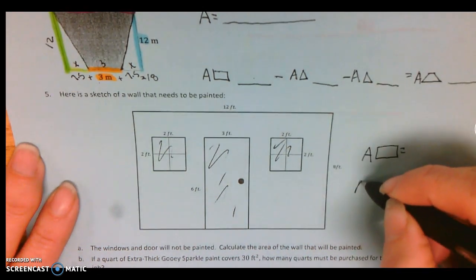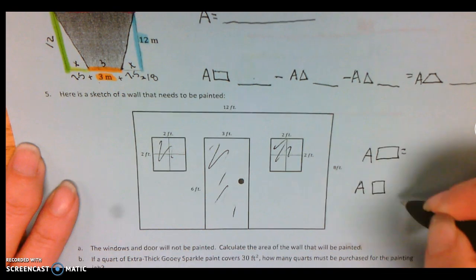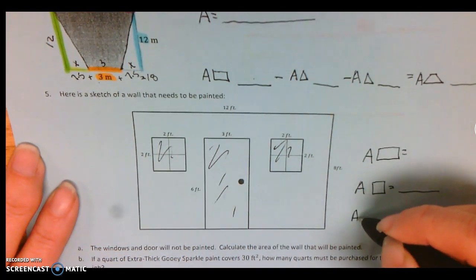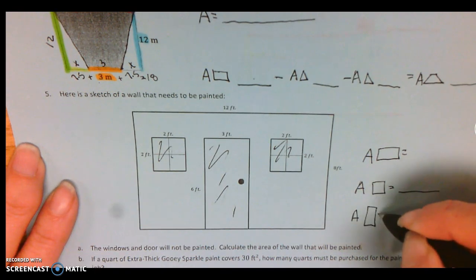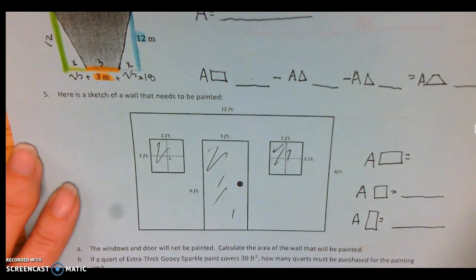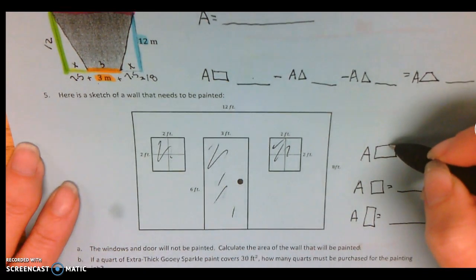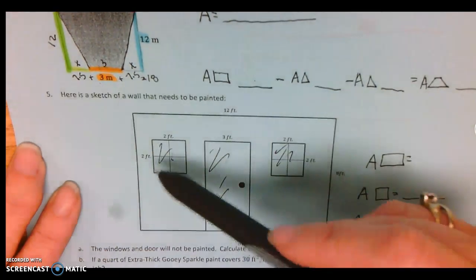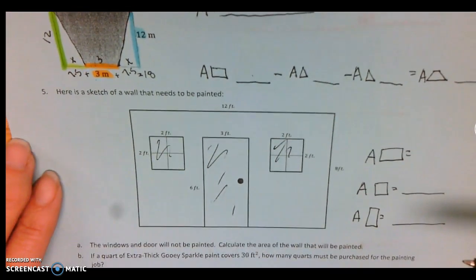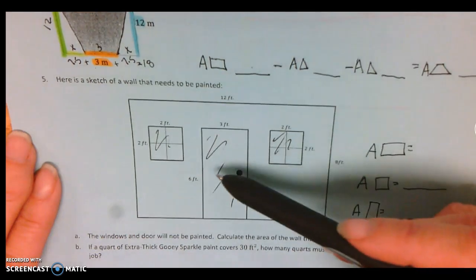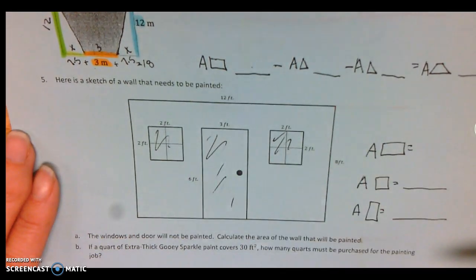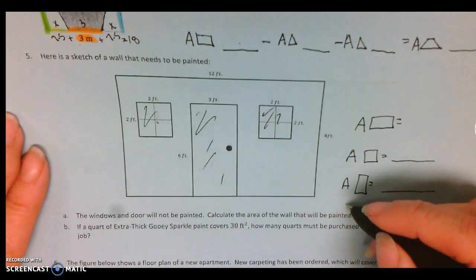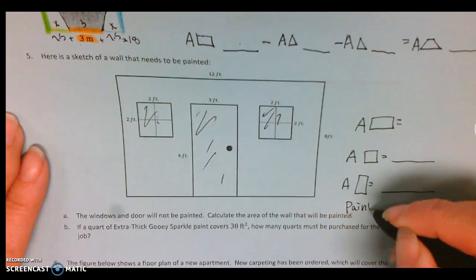Then I need to find the area of the windows. Again, that should be a pretty easy calculation for you. And then I need to find the area of the door. So once I have the big rectangle, that's the whole thing. If I don't need these windows and this door, what operation would I do to get rid of those pieces? So that's what you need to ask yourself in order to find in the end what part will be painted.